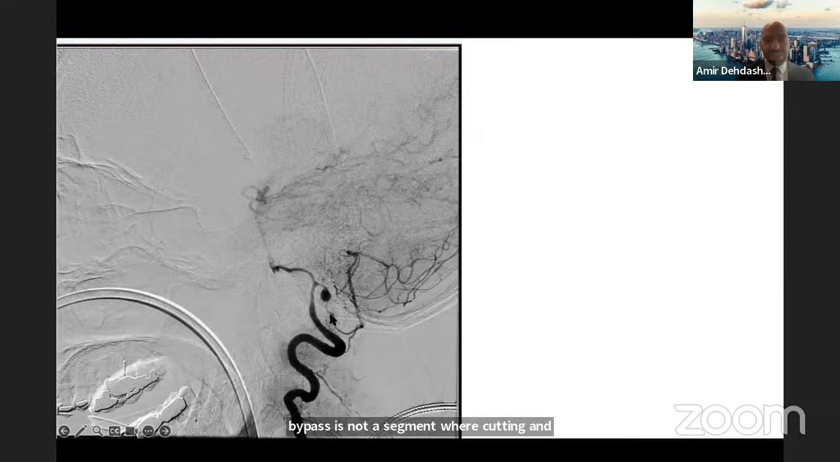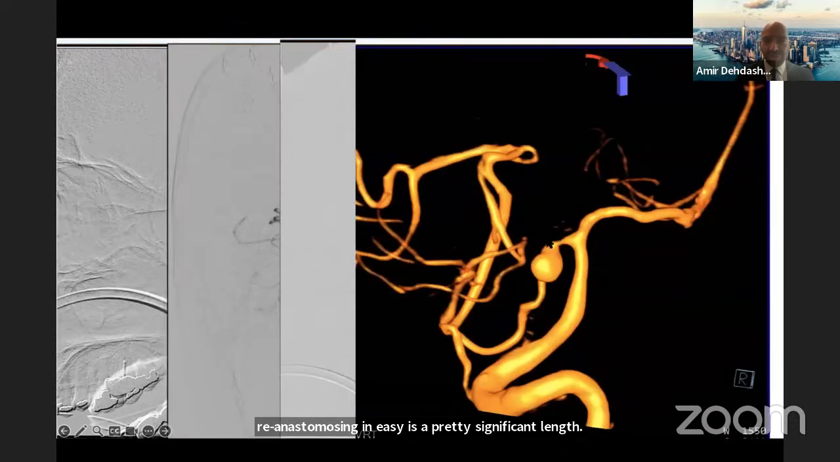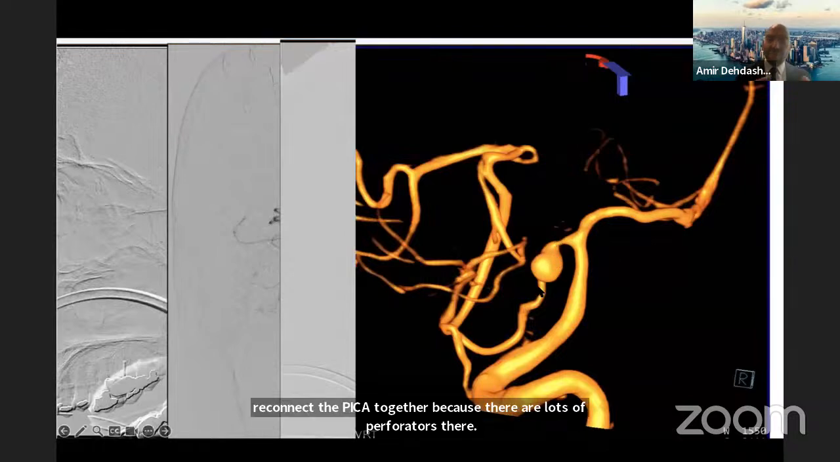It is a pretty significant length, and you can see it on the 3D pictures. In this space, you don't have much redundancy to reconnect the PICA together because there are lots of perforators there. So if you do that, you might have a limitation in terms of mobilization.